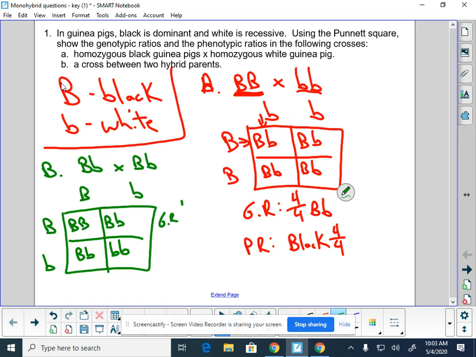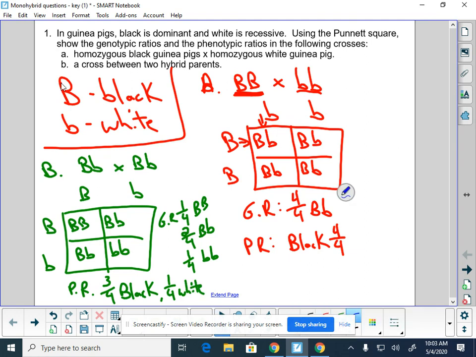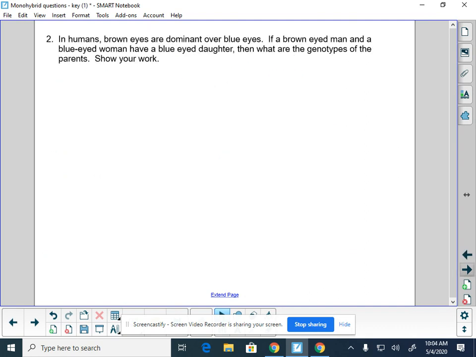Genotypic ratios. 1/4 of them are big B, big B, 2/4 are big B, little b, and 1/4 is little b, little b. That's my genotypic ratio. The phenotypic ratio, run out of room a little bit, 3/4 of them are going to be black, and 1/4 is going to be white. 3/4 black, because if they're big B, they're black. If they're big B, they're black. So 1 plus 2 is 3, 3/4. That's question number 1.